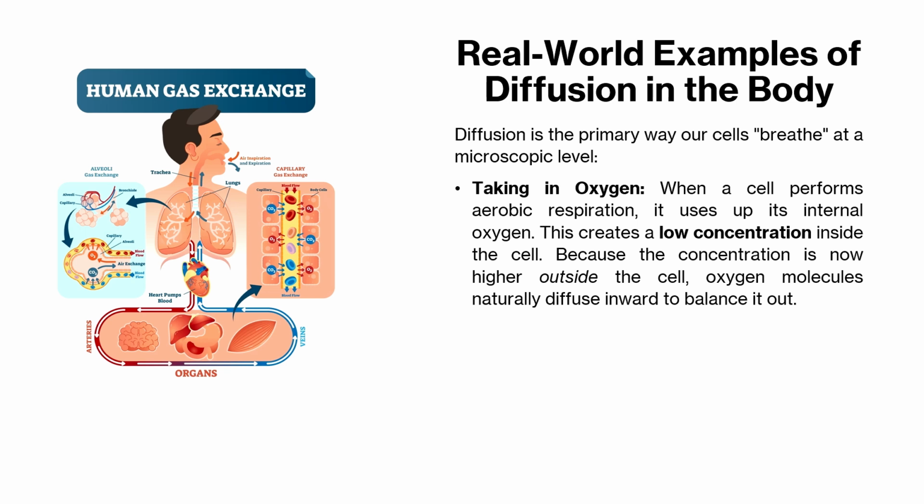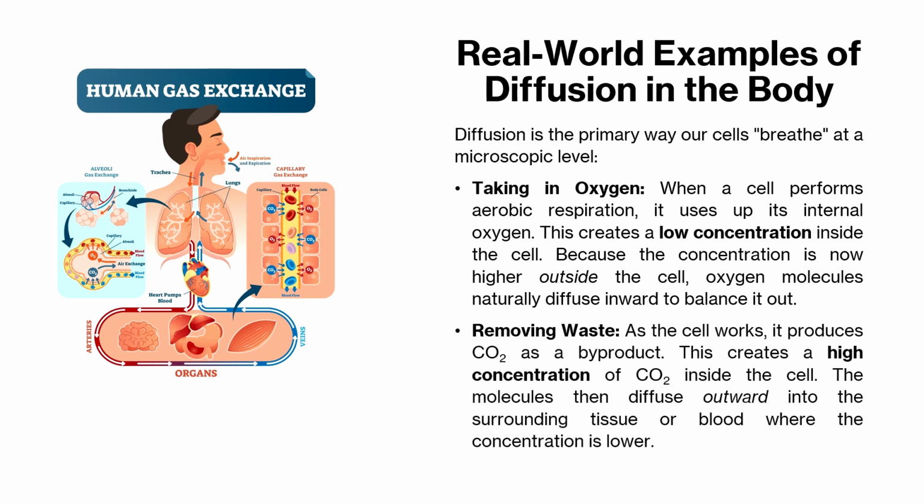Because the cell is constantly consuming the oxygen inside, the concentration of oxygen becomes low. Meanwhile, your blood is bringing fresh oxygen from your lungs, creating a high concentration outside the cell. Because of that gradient, oxygen molecules naturally diffuse inward. They do not need a pump. They just flow to where they are required.